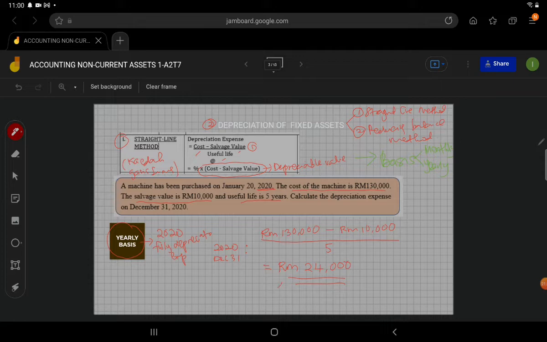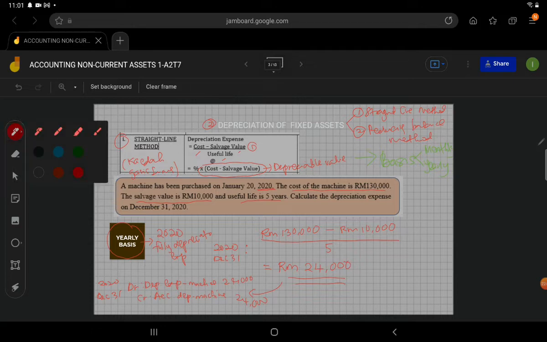And then kita boleh recordkan dia debit and credit. Debit, depreciation expense, machine, credit, accumulated depreciation, machine. How much? 24,000. The date is 2020 December 31st. Right.